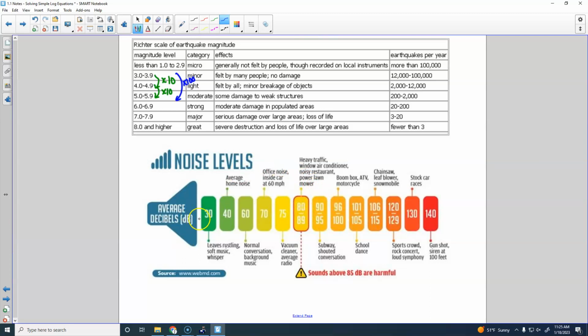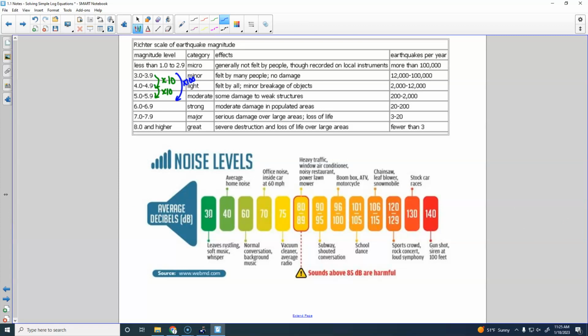Or maybe it's 85. 85 is when they become harmful, but I think my watch goes off at 90. So that's 1, 2, 3, 4. Oh, wait, this one's weird. I don't like this chart because it skips 50. So 30, 40, 50, 60, 70, 80, 90.